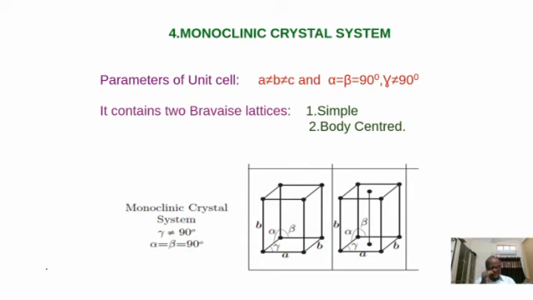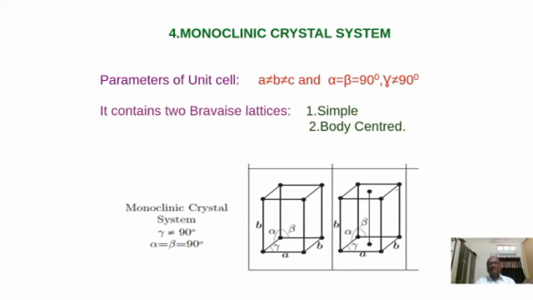What are the dimensions of the monoclinic? a is not equal to b is not equal to c, and alpha, beta are 90 degrees, gamma is not equal to 90 degrees. That is the monoclinic crystal system. Sometimes we say alpha is equal to gamma is equal to 90 degrees, beta is not equal to 90 degrees. Like that also we say. So it contains only two Bravais lattices.